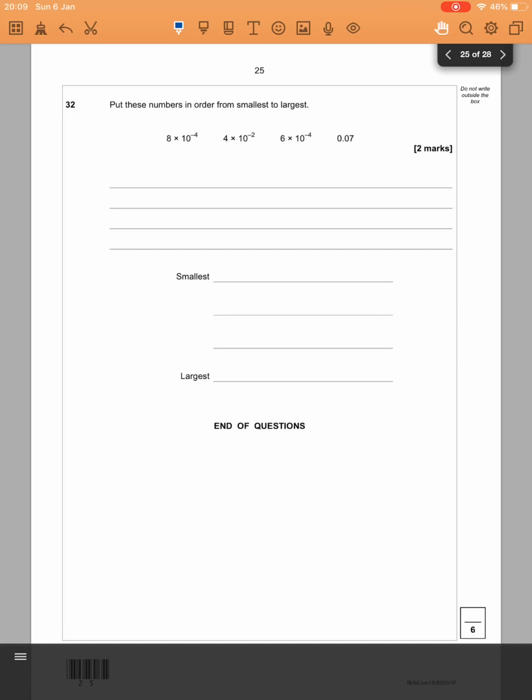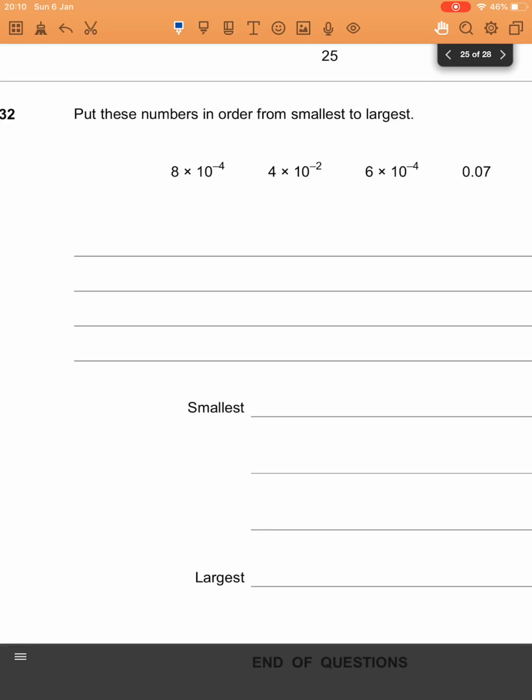So what does 8 times 10 to the power negative 4 actually mean? It means we've got to divide 8 by 10 4 times. So divide 8 by 10 once and you get 0.8. Divide it by 10 twice and you get 0.08. Divide it 3 times and divide it 4 times. So that's the first one converted into a decimal.